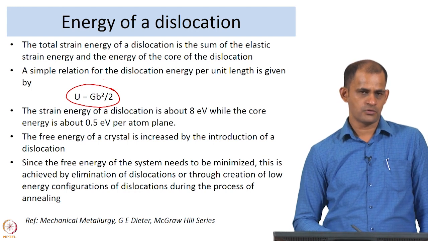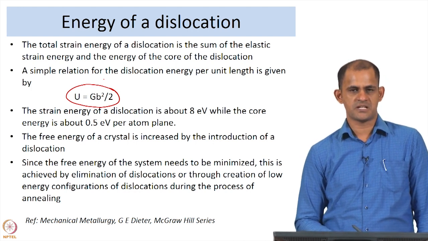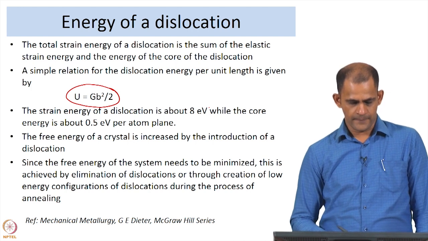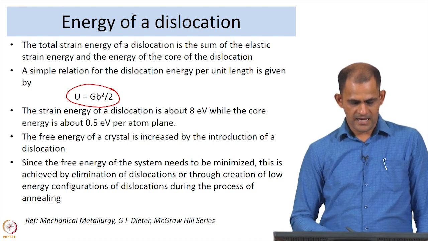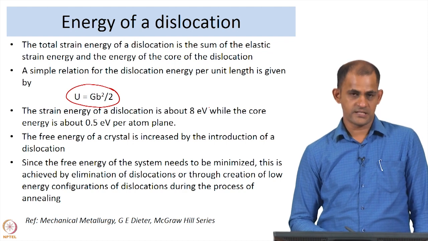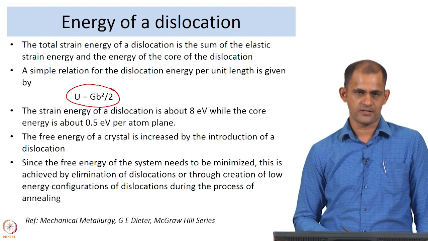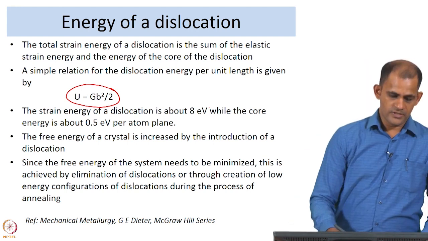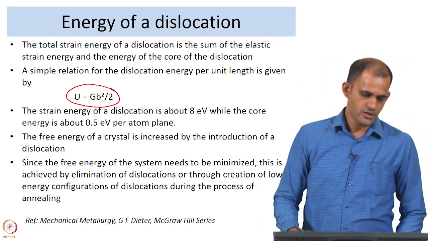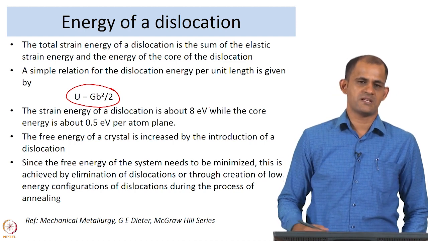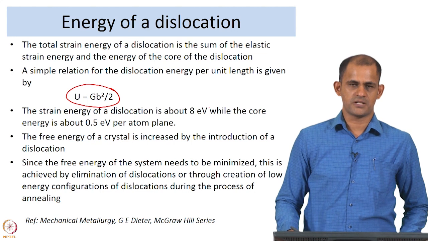It has been found that the strain energy of a dislocation is around 8 electron volts, whereas the energy of the core of the dislocation is about 0.5. So, the total energy of the dislocation will be around 8.5 electron volts per atom plane. This means that when you introduce a dislocation into a crystal, you are essentially increasing the free energy of the crystal.